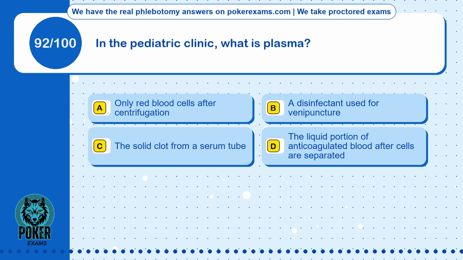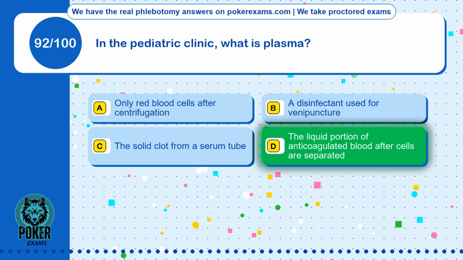Question 92. In the pediatric clinic, what is plasma? Option A. Only red blood cells after centrifugation. Option B. A disinfectant used for venipuncture. Option C. The solid clot from a serum tube. Option D. The liquid portion of anticoagulated blood after cells are separated.